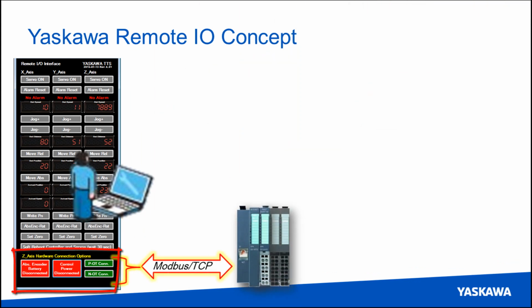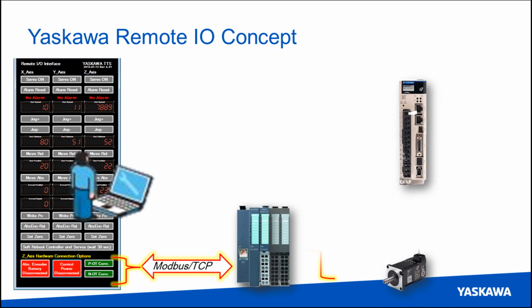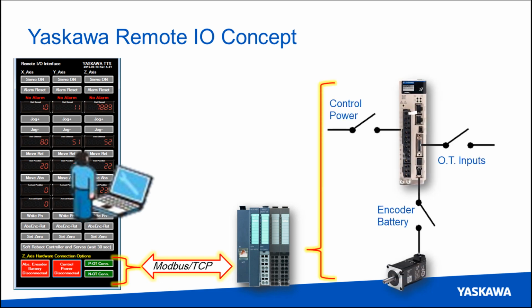The very bottom portion, called Z-axis hardware connection options, works regardless of programming. These buttons control that VIPA I/O block at the back of the demo over Modbus TCP. We've customized the wiring of the demo such that the absolute encoder battery can be disconnected, control power to the amplifiers can be disconnected, and servo inputs such as overtravel can be toggled through the VIPA module. This way we can simulate scenarios that happen in the field, such as absolute encoder battery alarms and overtravel conditions.